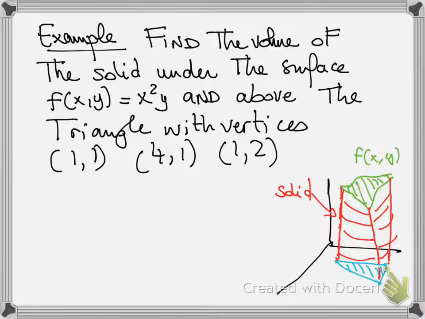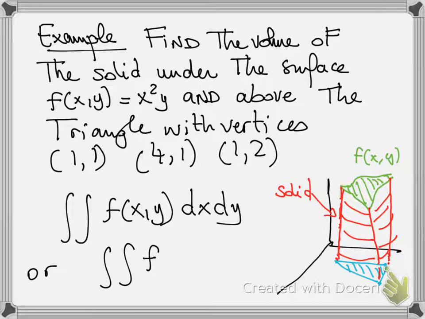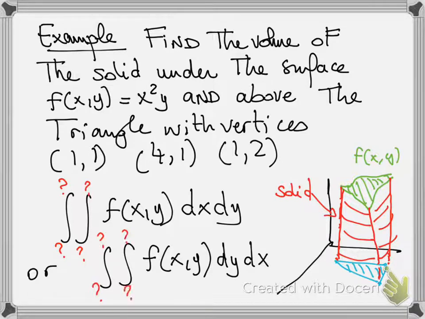triangle, right? And by definition, this is supposed to be the double integral of f of x, y dx dy, or f of x, y dy dx. So we have to integrate this function here, x squared y. But the problem is we don't know the bounds, so we need to find the bounds of integration. We're going to integrate over this triangle. It's not a rectangle, it's not like saying x from A to B and y from C to D. It's a triangle.